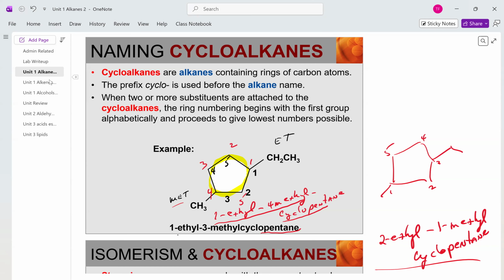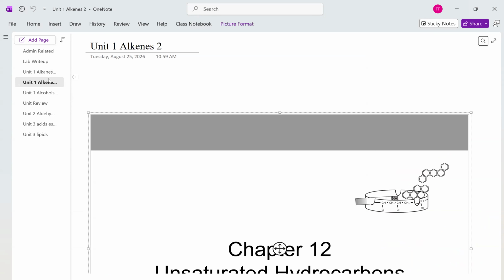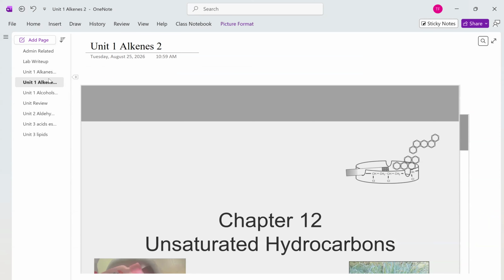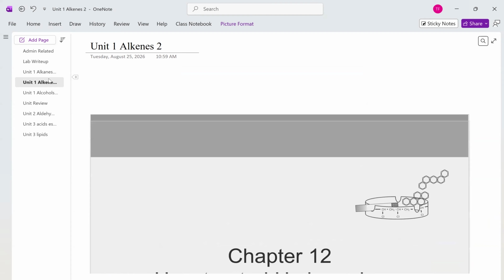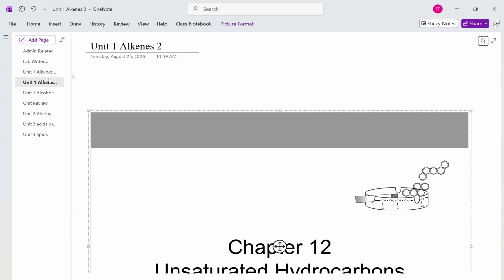Now, your first couple pages of the Unit 1 dry lab involves alkanes. And then it gets into alkenes and alcohols. Okay, I've got to do one thing first here.